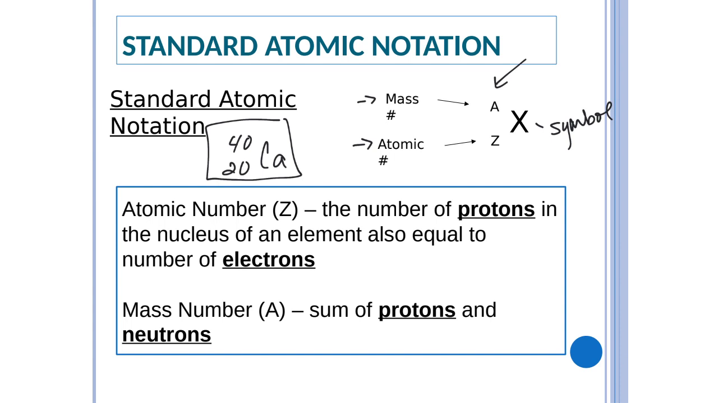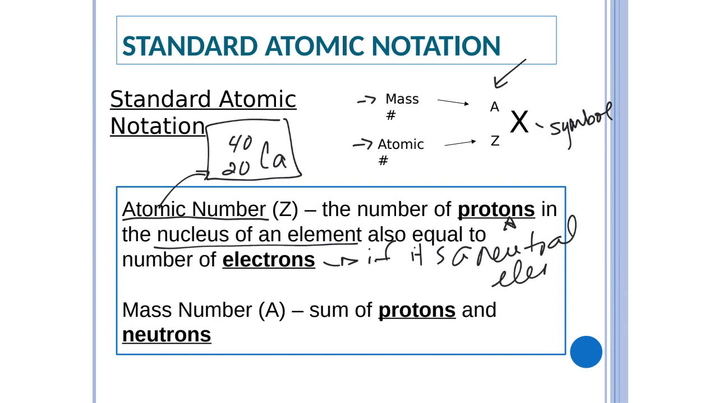What do these values mean? Well, the atomic number, which is the lower number of your element, is the number of protons in the nucleus of an element. And this is also equal to the number of electrons if it is a neutral element. If it's not a neutral element, then it is called an ion. We're going to be getting to those in a few lessons. And then you cannot say that the electrons and the protons are equal. But for now, we're going to assume that it is a neutral element.